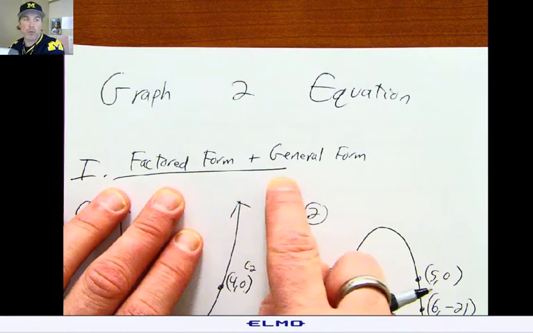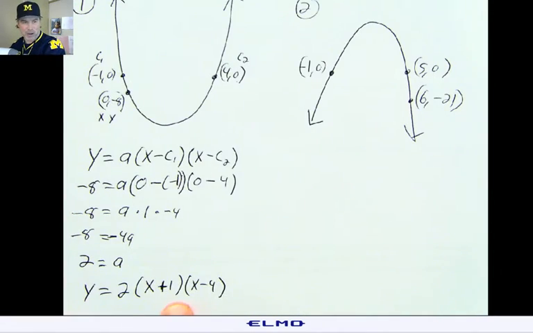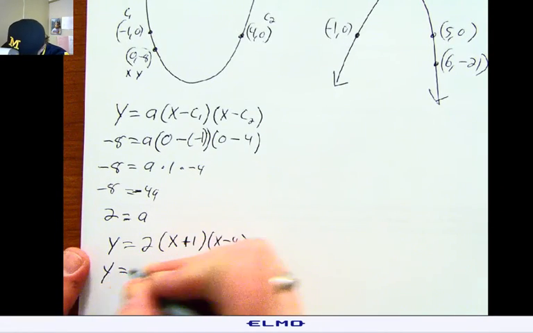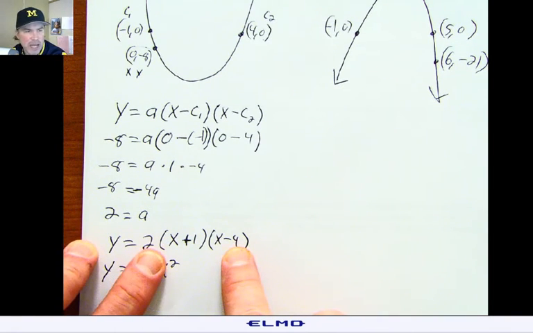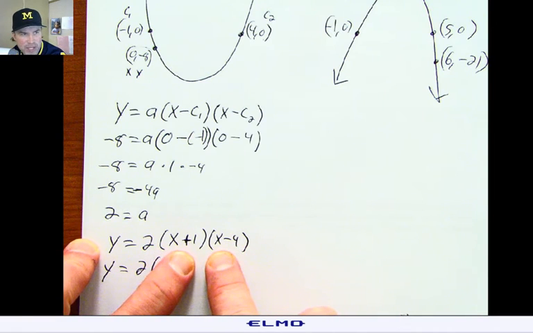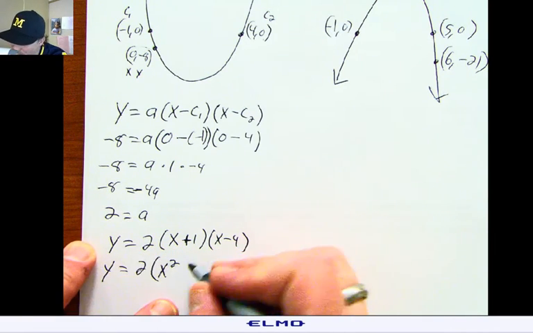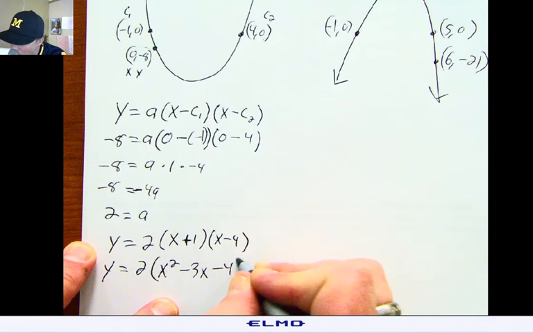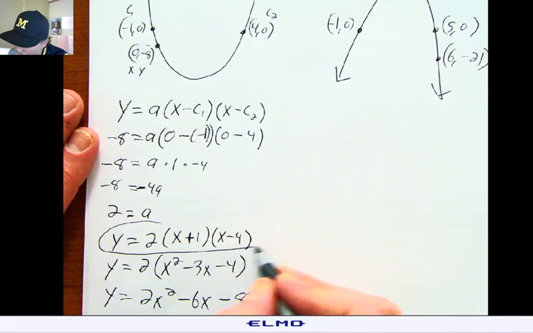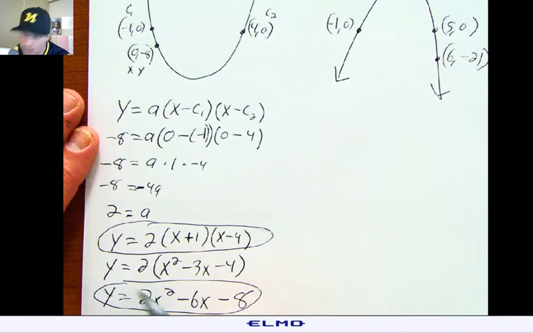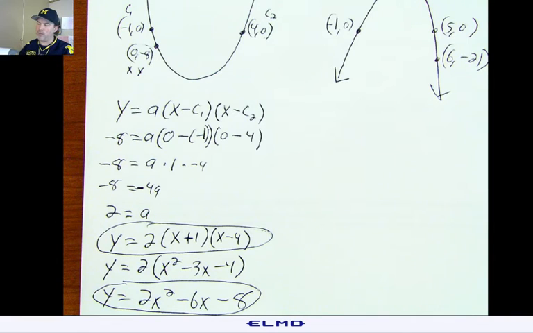Then to get to general form, I'm going to need to multiply this out and then multiply by 2. x times x is x squared. The outers is -4x. The inners is plus x. -4x plus x is -3x minus 4. And if I distribute my 2, I get 2x squared minus 6x minus 8. And then circle the answers we're looking for, which in this case are your factored form and your general form answers, or standard form, depending on what you call it. All right, that's it for example number 1.